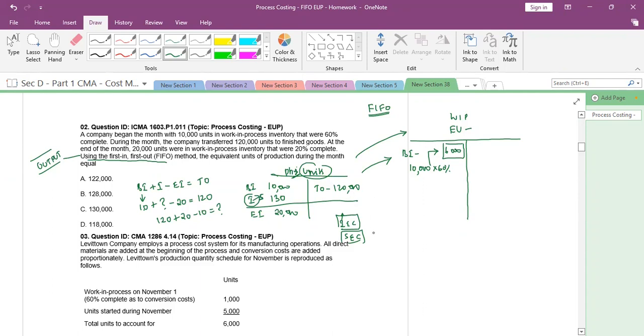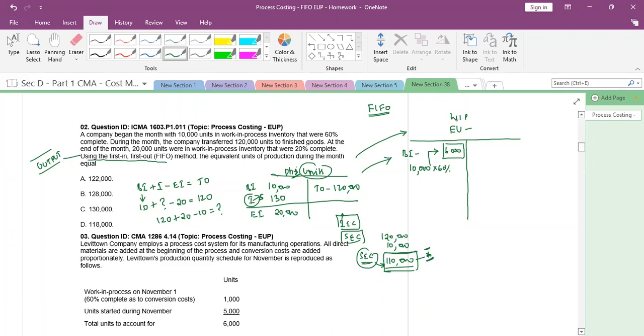So now how much is started and completed? Out of 120, we assume it is a FIFO method. First, we will allocate the beginning inventory. So 110 units is started and completed. In the examination, they will ask you this question also. What is started and completed? Is this concept clear? I hope to everyone, including Zamir. Yes, sir. Excellent. Zamir, are you clear right now? Yes, clear, sir. Okay, very good, excellent.